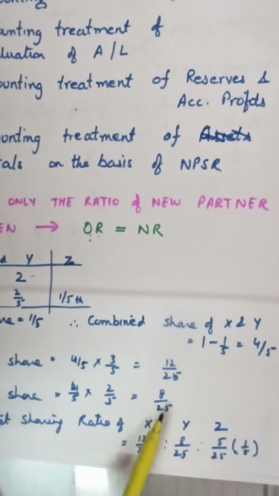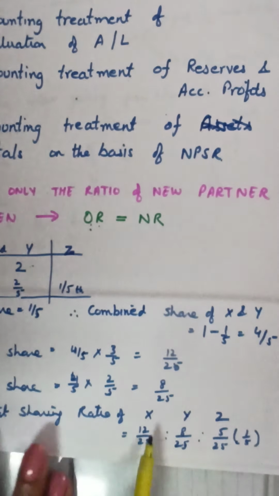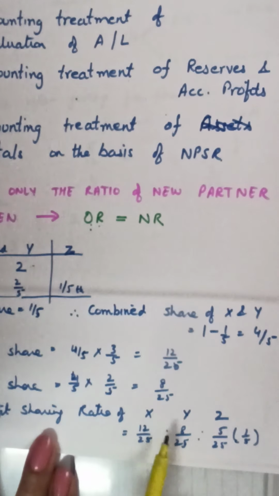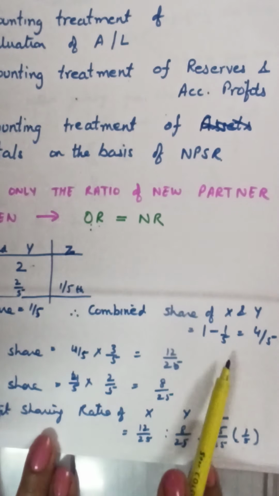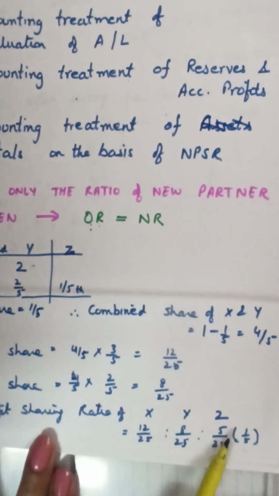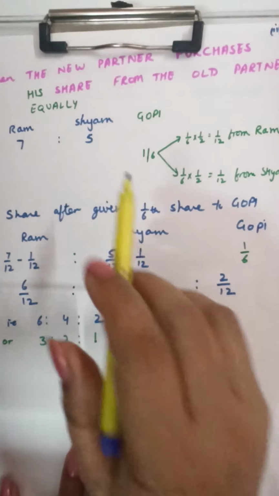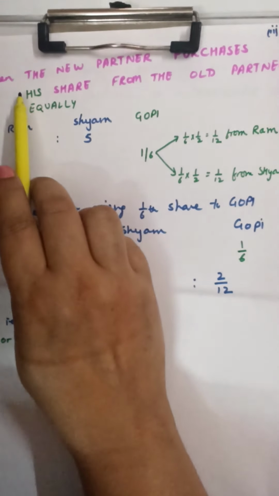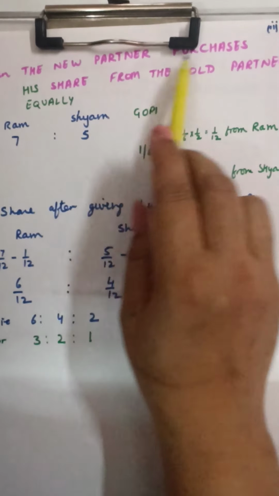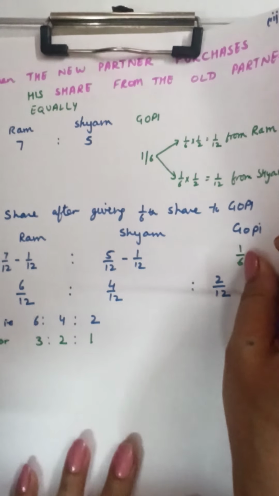So now it will be 8/25. So the new ratio of X, Y, Z will be 12/25, 8/25 and 5/25. 5/25 means 1/5, that was the 1/5 share of Z. So the new ratio becomes 12:8:5.